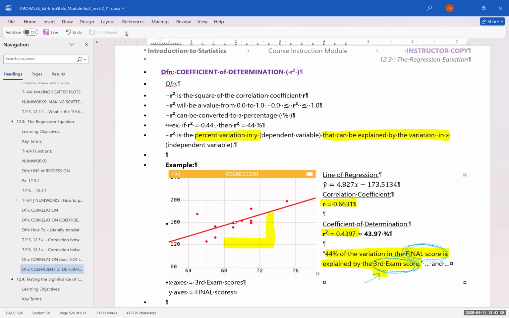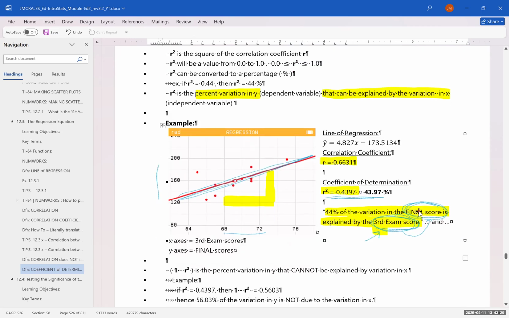So this would probably indicate that it's not a very strong effect that the third exam score is having on the final exam score. Even though they're correlated, even though you can draw a line of regression through the data points of third exam score versus final score, the coefficient of determination is low.